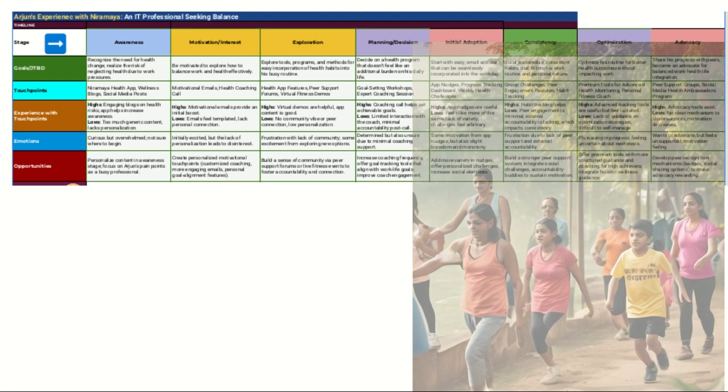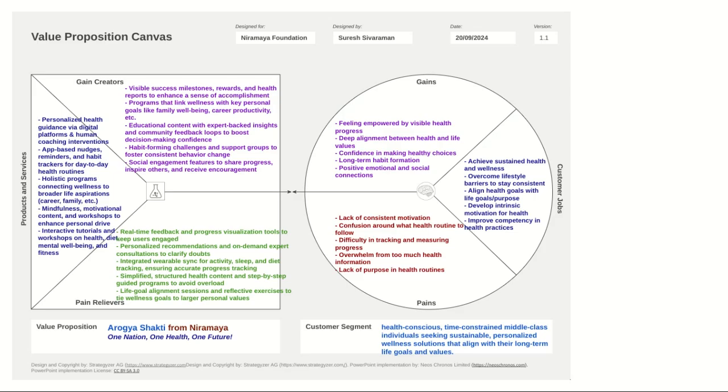So based on all of that analysis, this value proposition canvas is being put together. You can see the right side is the customer segment. That summarizes the key opportunities identified from the journey map and other deep empathy analysis done with Arjun and Neha and people like them. And on the left hand side, you can see the proposition with the offering that Niramaya has come up with, and that's how Arogya Shakti came into being.